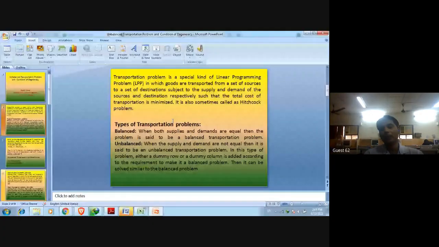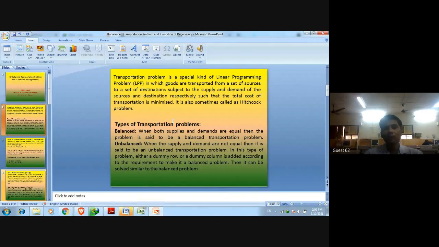In all these methods we have solved the balanced transportation problem. And what is the unbalanced transportation problem? In the previous solutions we have seen that the supply and demand were equal. When the supply and demand are equal, this type of problem is called a balanced transportation problem. And when the supply and demand are not equal, it is said to be an unbalanced transportation problem. It means either supply can be more or demand can be more, and vice versa.